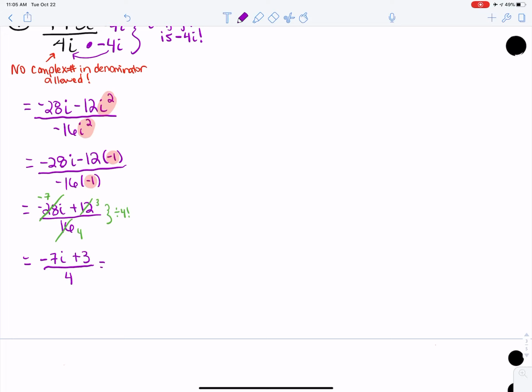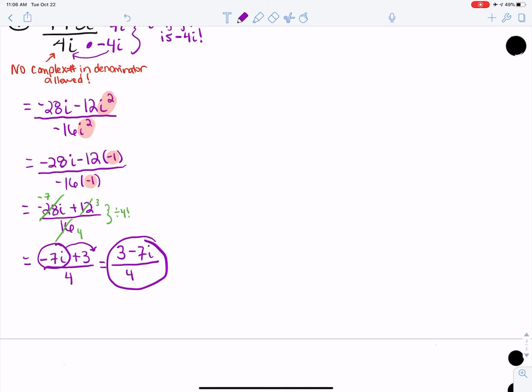But the thing is, we usually like to keep it in the form a plus bi. So the number that's the real number, we usually put first. That's your standard form. And our imaginary number goes in the back. So since our imaginary number is negative 7, we want to put minus 7i in the back, divided by 4. So we're just going to move that to the back. And this is now our final answer.